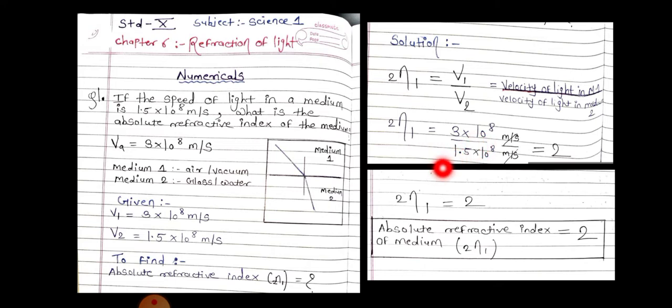So what answer do we get here? 1.5 ones are 1.5 and 1.5 twos are 3. So we get the answer 2. The absolute refractive index of medium 2 with respect to 1 is equal to 2. A very simple question which is unsolved from your textbook. You have to write this down in your notebook, students, and practice it as well. If numericals are asked from this chapter, they will be asked like this only.